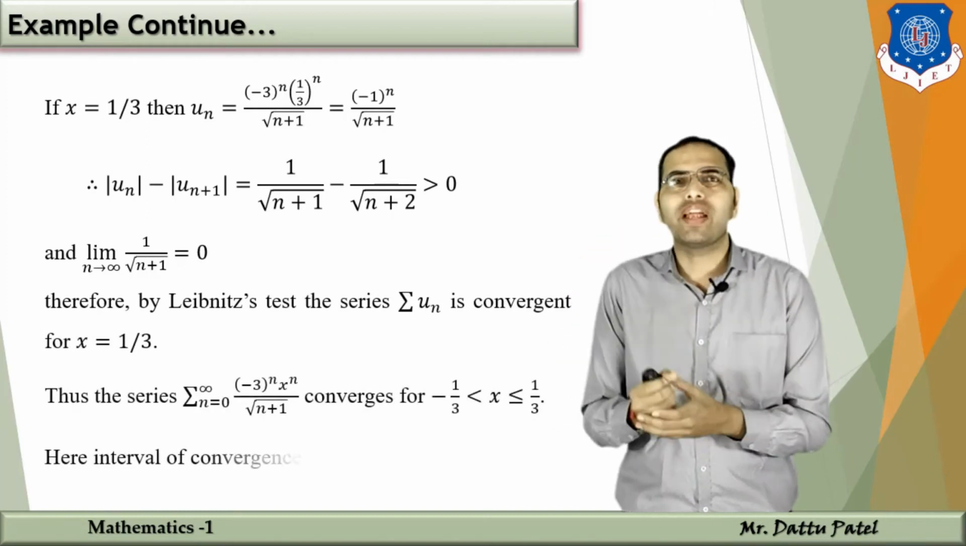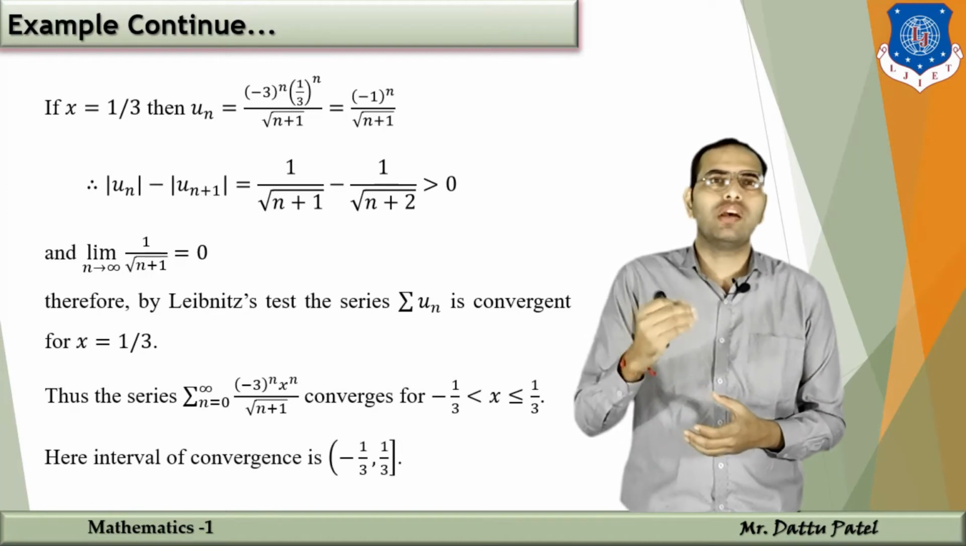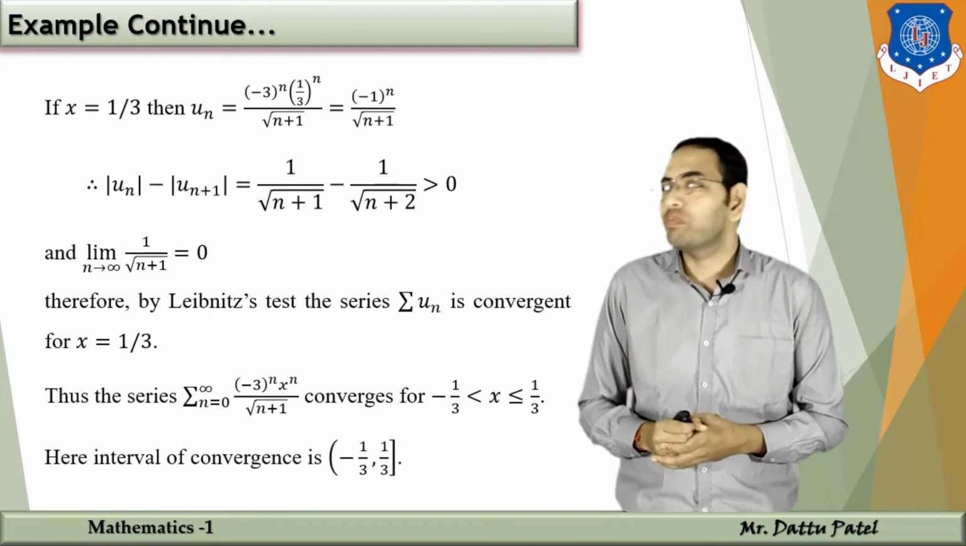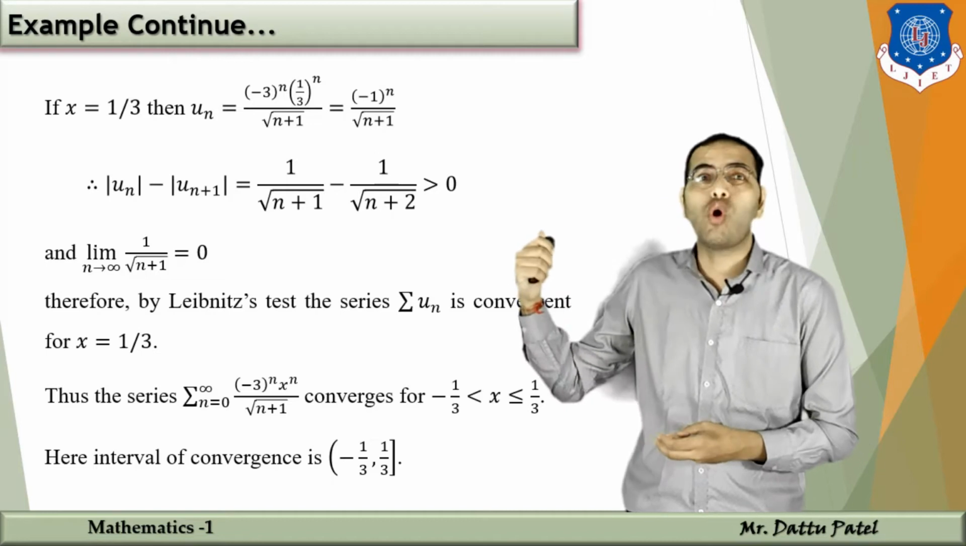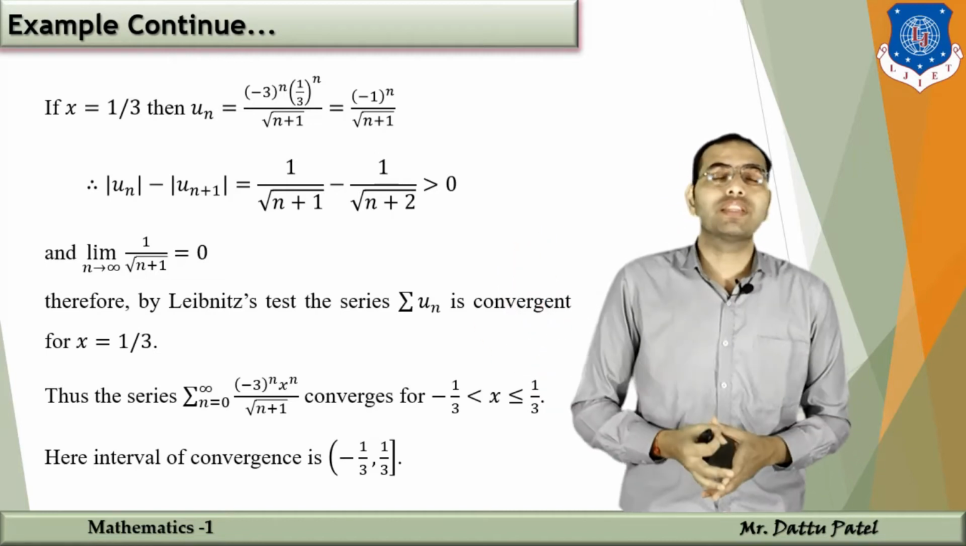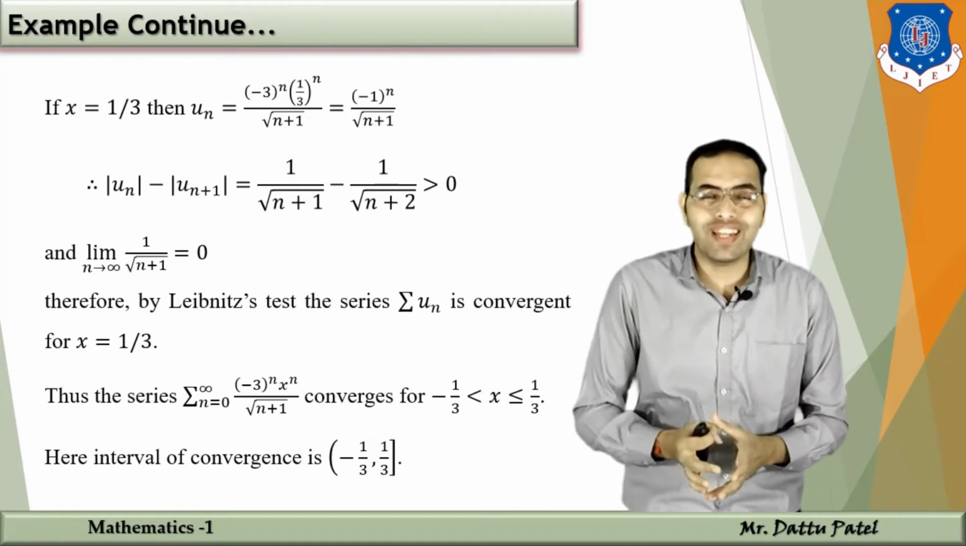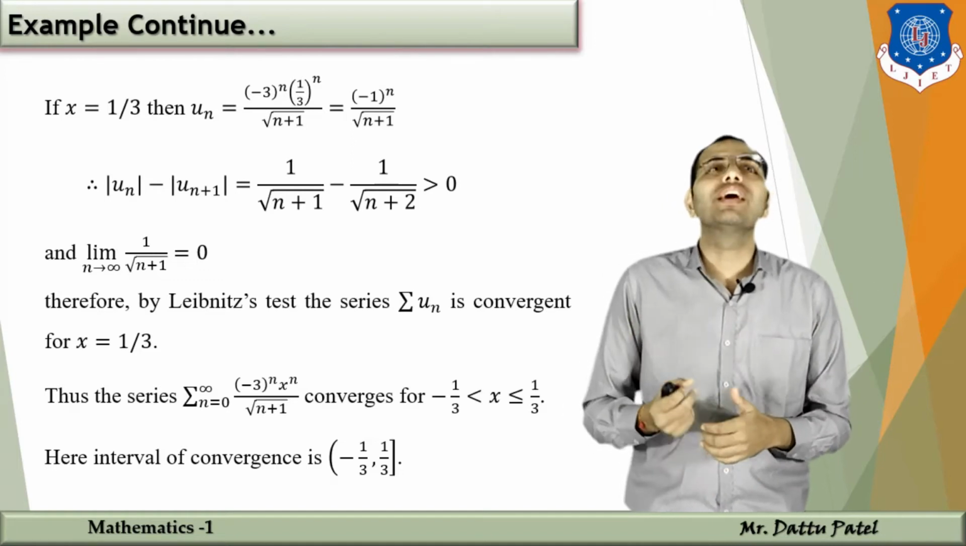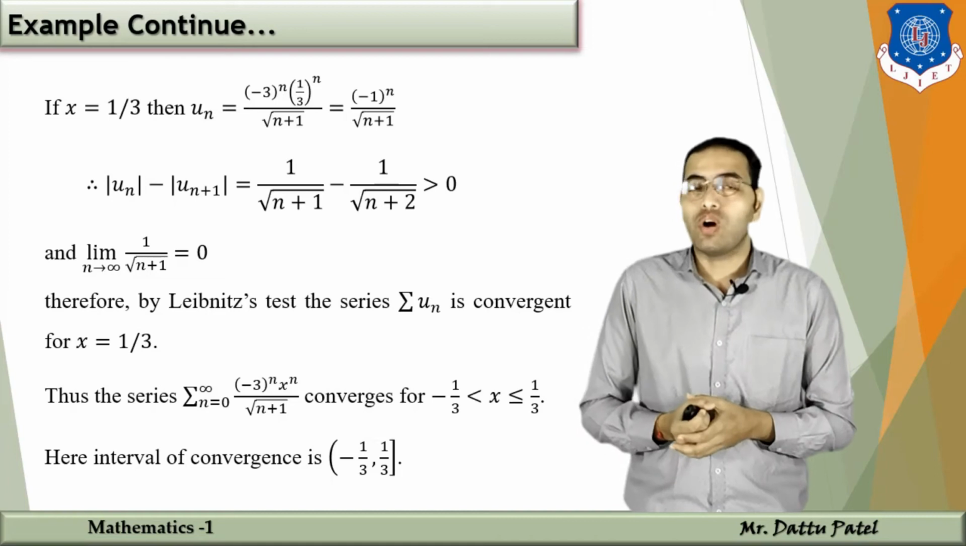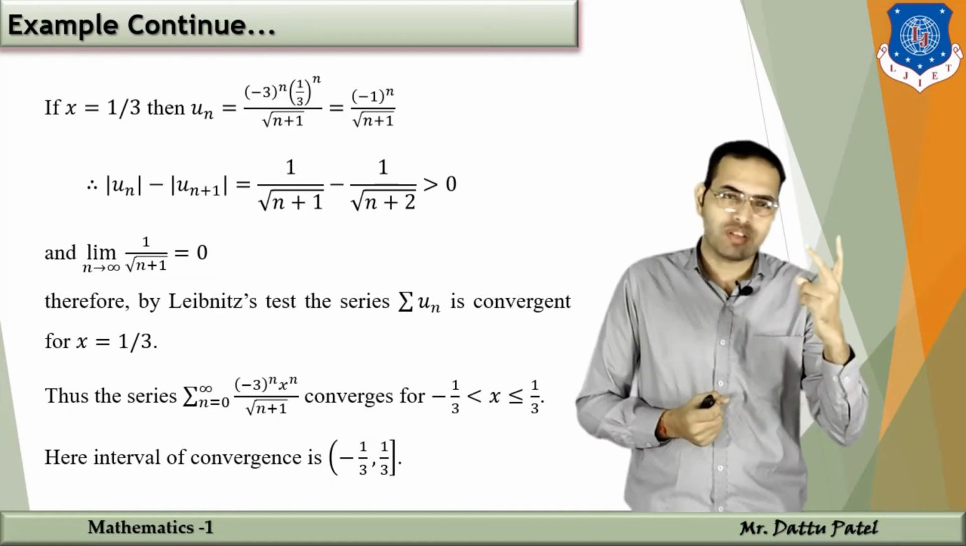Here, simplifying that term, we get (-1)^n upon square root of n plus 1, which means the given series is an alternating series. Since it is an alternating series, obviously we have to apply the Leibniz test. Now, according to the Leibniz test, we have two conditions.